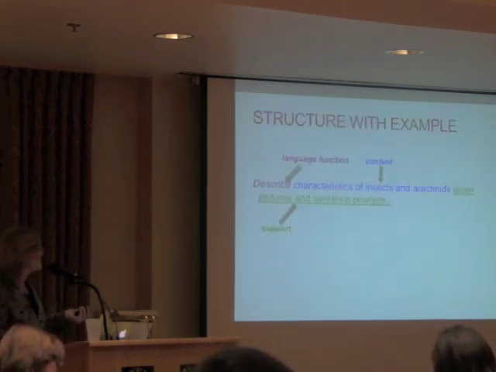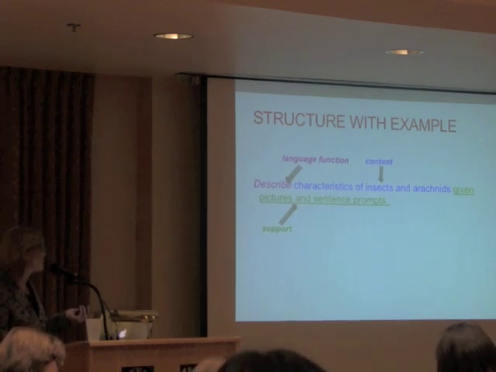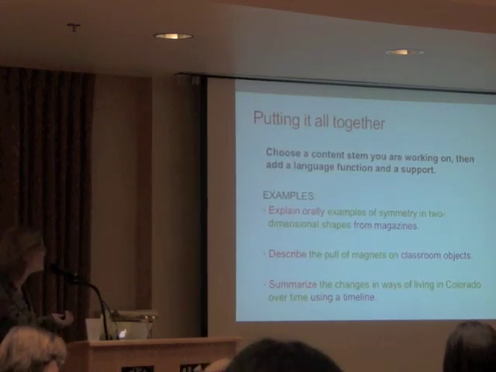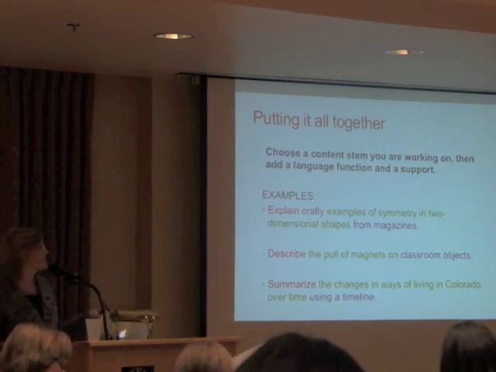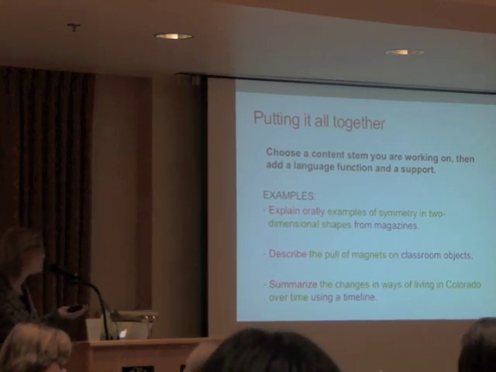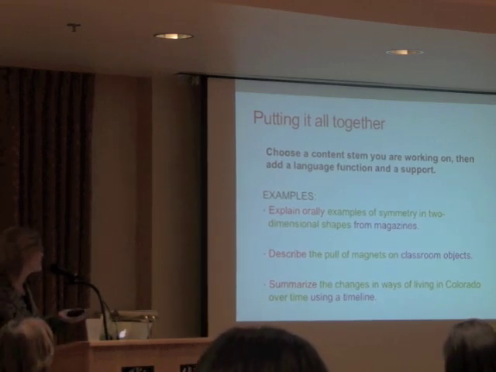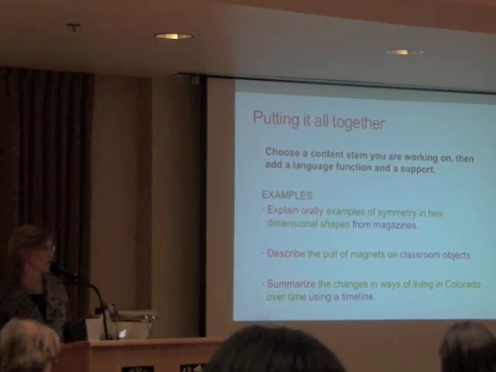Describe characteristics of insects and arachnids given pictures and sentence prompts. Again, language function, content support. Explain orally examples of symmetry in two-dimensional shapes from magazines. Describe the pull of magnets on classroom objects. Summarize the changes in ways of living in Colorado over time using a timeline.